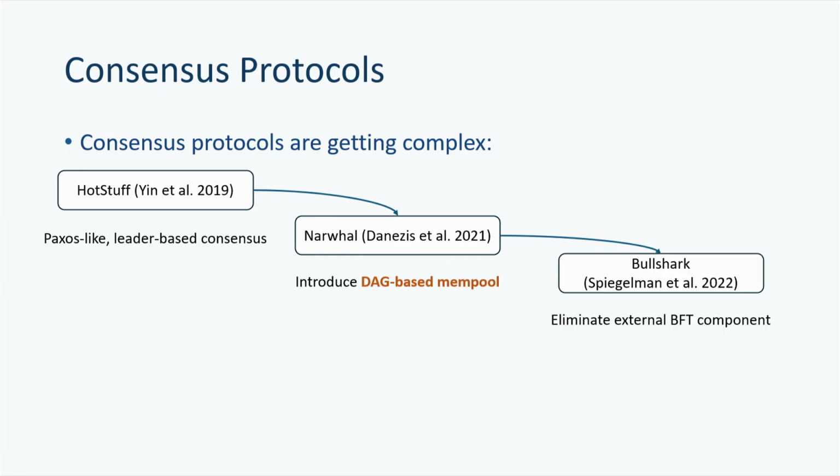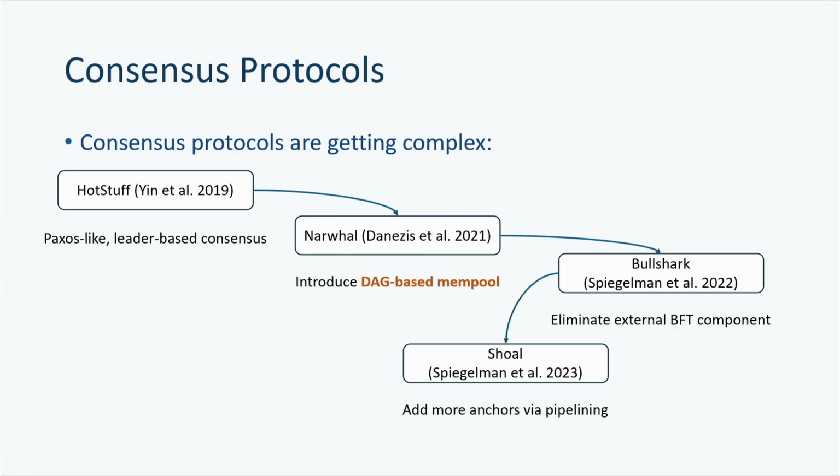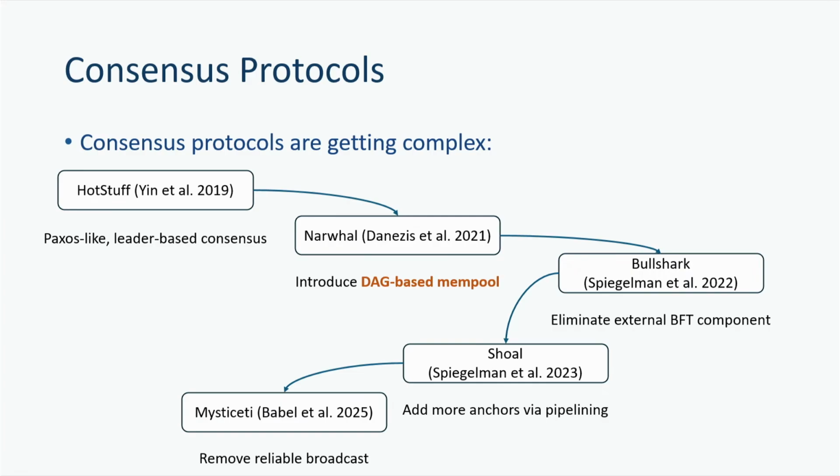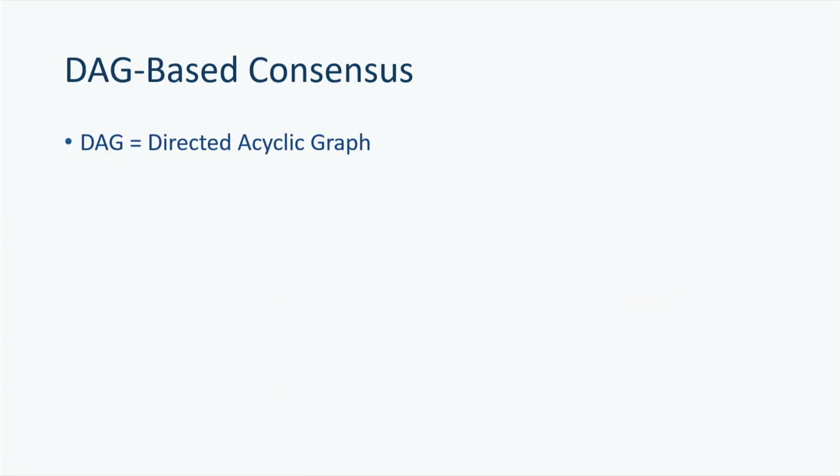And subsequently, there is a very long line of work trying to optimize all different the throughput and latency properties of Narwhal. And furthermore, there is a general trend in the blockchain community to move away from leader-based consensus protocols and into these so-called DAG-based protocols. And this leads us to the central topic of this talk, which is DAG-based consensus. Here, DAG stands for Directed Acyclic Graph.